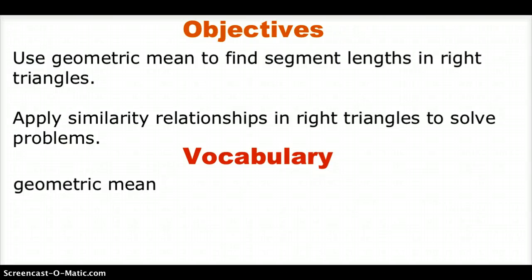Okay, so our objectives for today are going to be to use geometric mean to find segment lengths in triangles. Geometric mean is a little bit different than arithmetic mean that we're used to, where we just find the average by adding up a whole bunch of numbers, then dividing by the number of values. So this one's going to be a little bit different concept. And we are also going to apply similarity relationships in right triangles to solve problems. And obviously our vocabulary that we're going to discuss here is geometric mean.